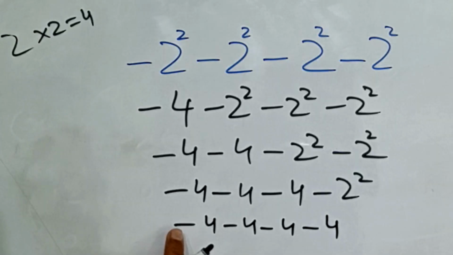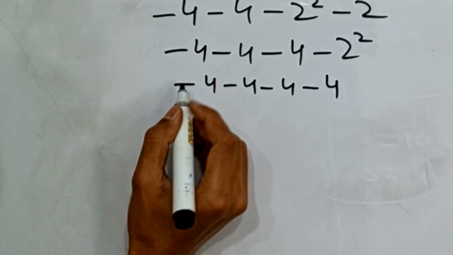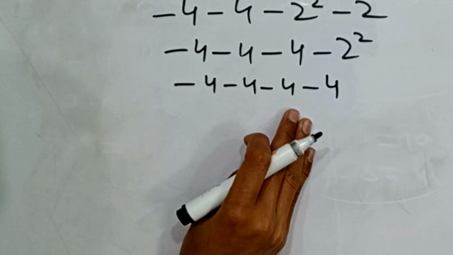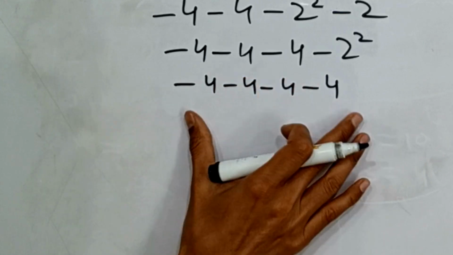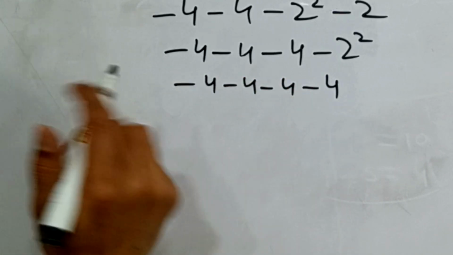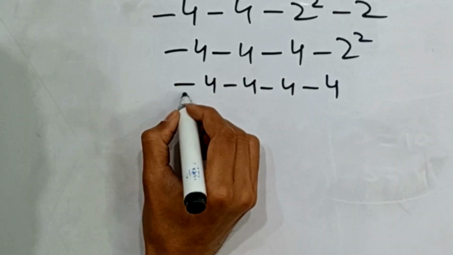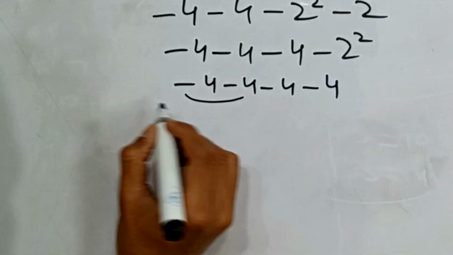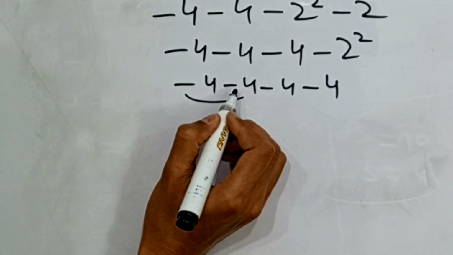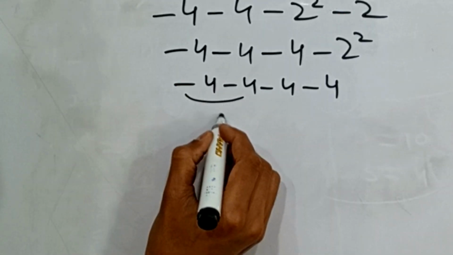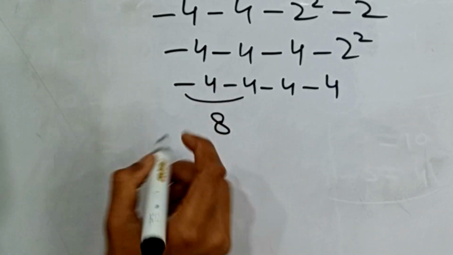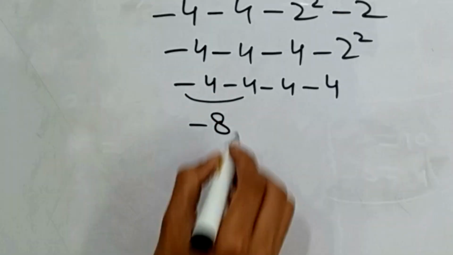Now, minus 4 and minus 4, right? Addition and subtraction from left to right. So, according to the PEMDAS rule, follow the order of operations. Minus 4 minus 4 equals minus 8, right? Minus minus plus, but minus.